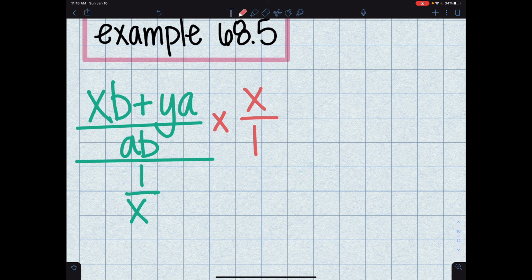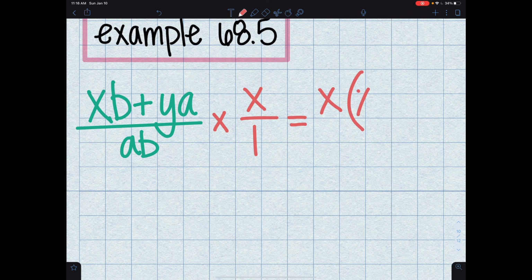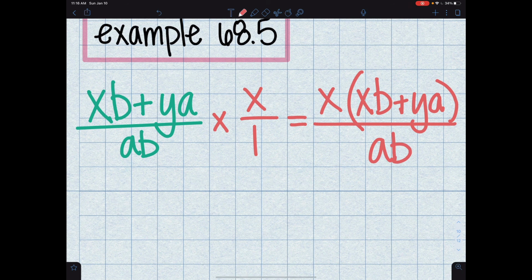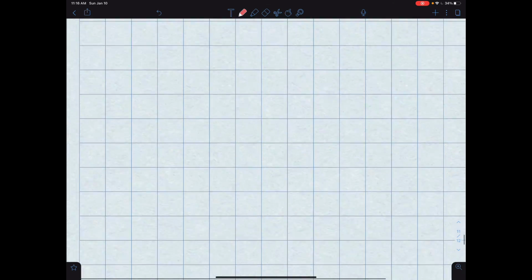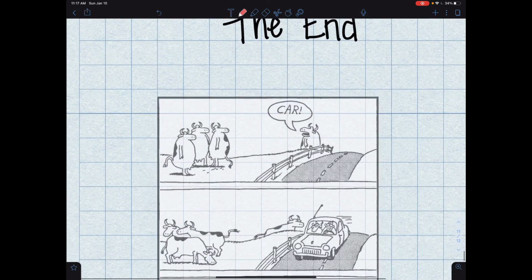And I'm going to write it like that just to prevent confusion, because this can get confusing very quickly. So what do we get when we multiply fractions? We just multiply straight across. That x here, I'm just going to put it first and then do xb plus ya. And then on the bottom, I've got ab times 1, but I don't need to write that, obviously. And that's the answer. That is the final answer. All right, so now it's time. Now it's the end.